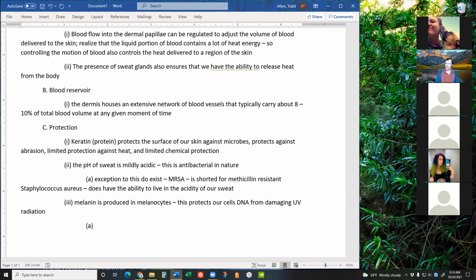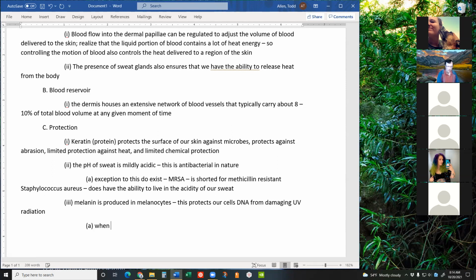Now, of course, it is not 100% protective. And what I mean by that is that we still do have many cases of skin cancer every year, but there would be a lot more skin cancer if we didn't have this natural product in our skin produced from the melanocytes. Melanin as a chemical has the ability to absorb ultraviolet radiation and prevent it from damaging the DNA.